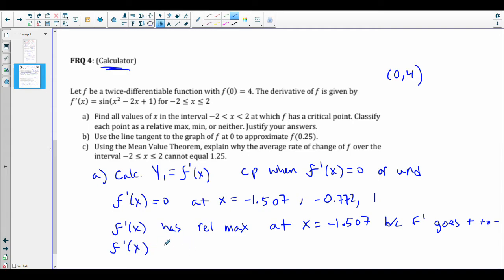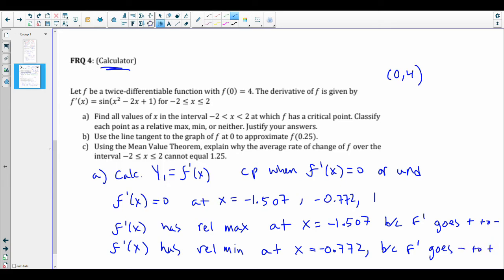And then if we look at -0.7, the derivative goes from negative to positive, so it must be a relative min. And I'm writing shorthand here just to kind of save some space.